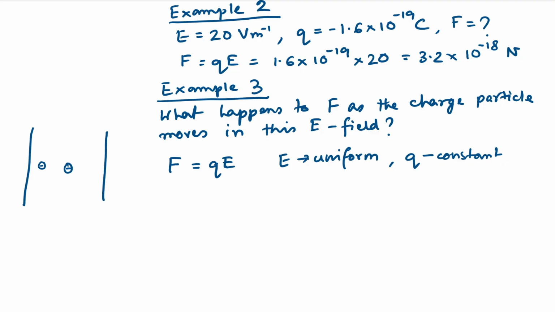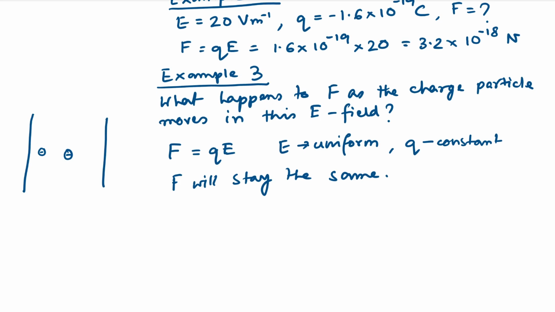So both E is the same everywhere and Q is the same everywhere, no matter where the particle is, which means that neither Q nor E in this force formula is changing. So what will happen is F will stay the same. So it doesn't matter where the particle is in that electric field. As it's moving through the electric field, the force that is acting on it will stay the same.